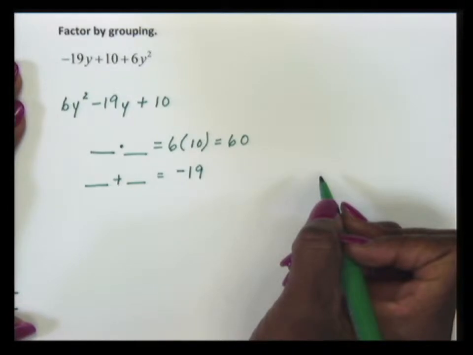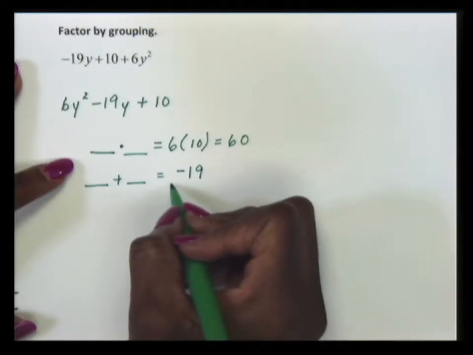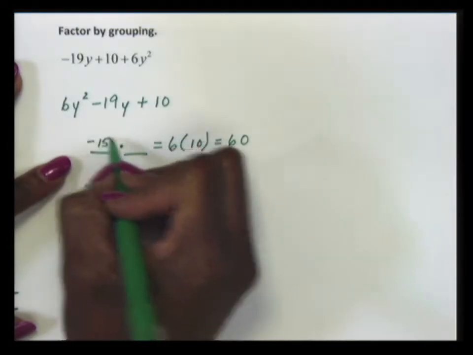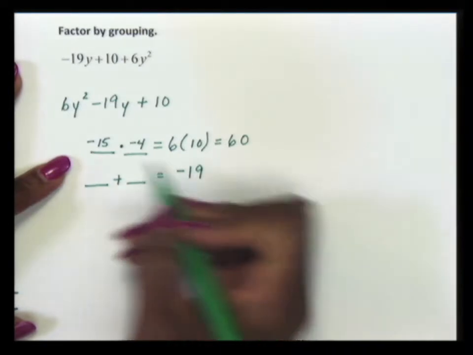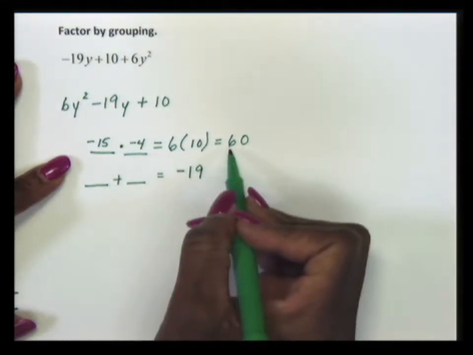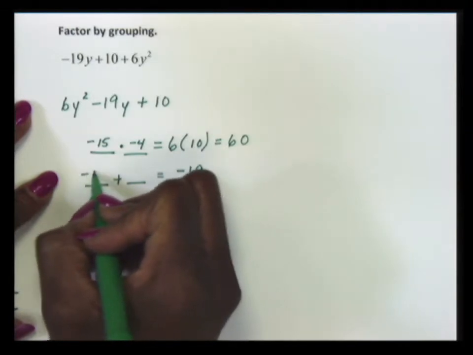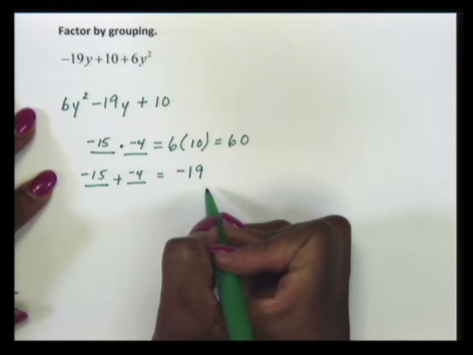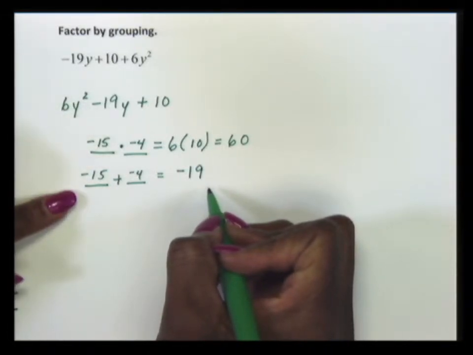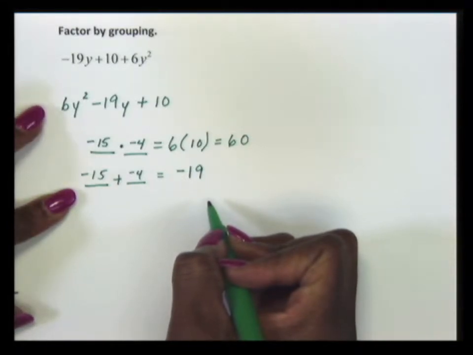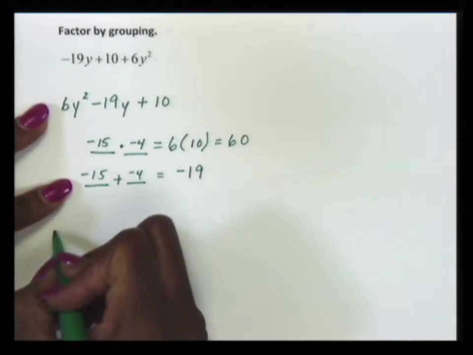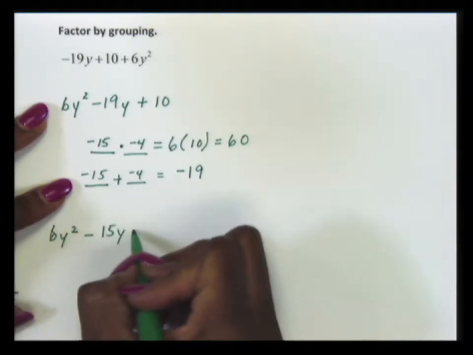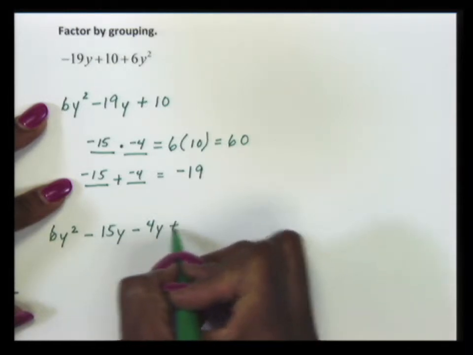Thinking of all of the factors of 60, but keeping in mind that the sum has to be negative 19, the numbers are negative 15 and negative 4. Negative 15 times negative 4 is a positive 60. Negative 15 plus negative 4 is negative 19. We will rewrite our expression using negative 15 and negative 4 for our middle terms. So I have 6y squared minus 15y minus 4y plus 10.